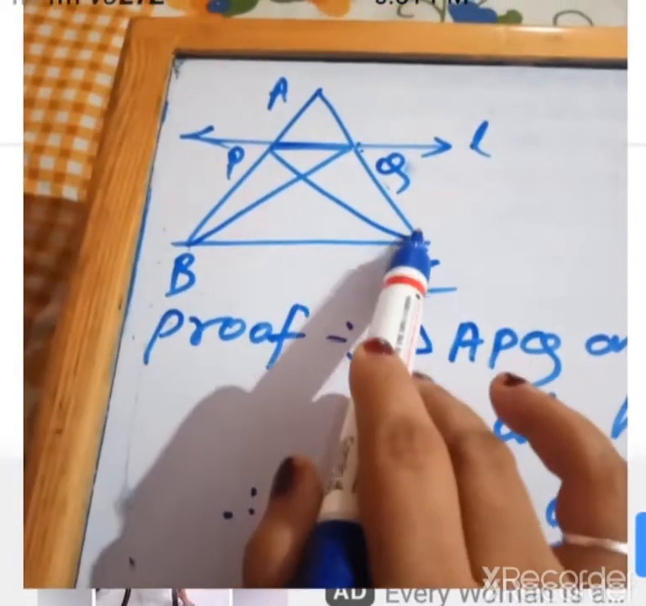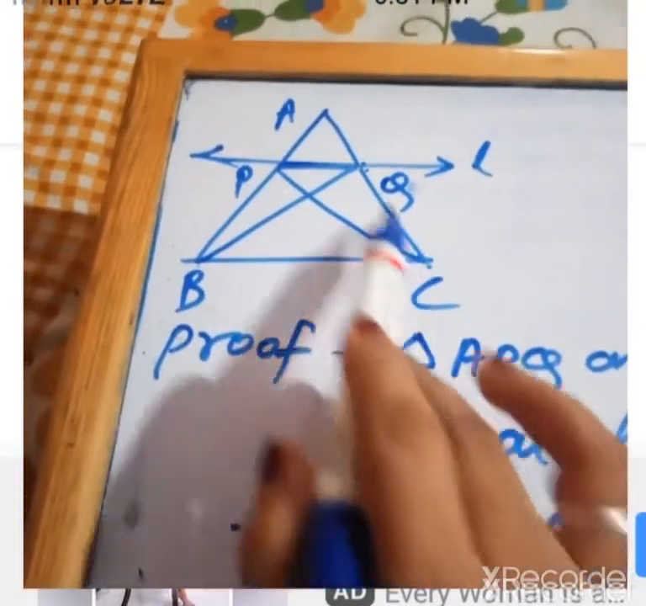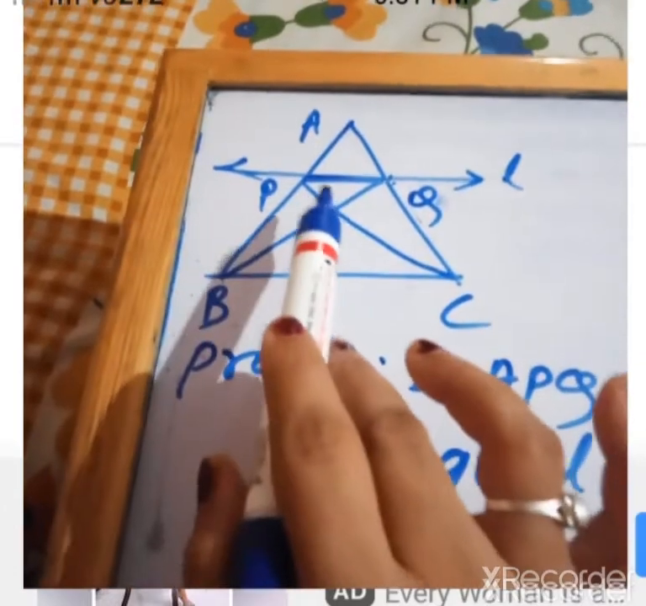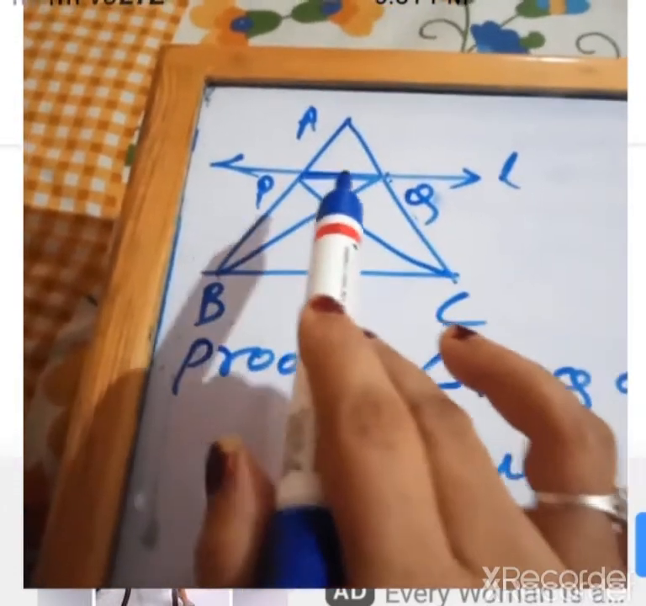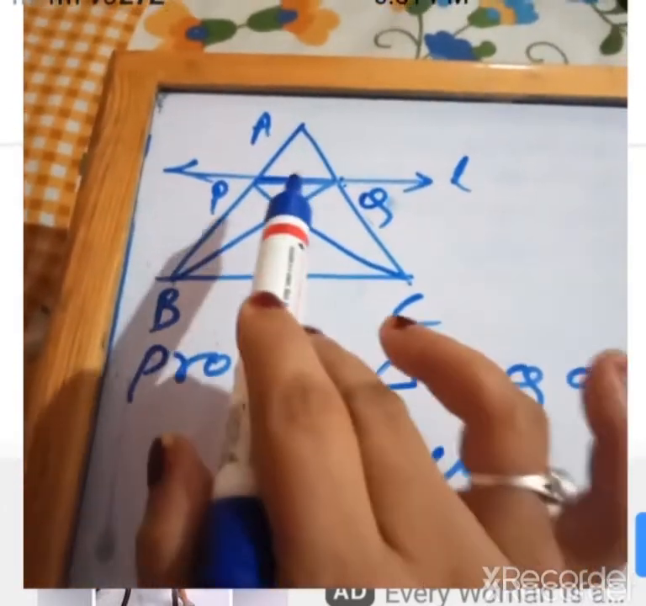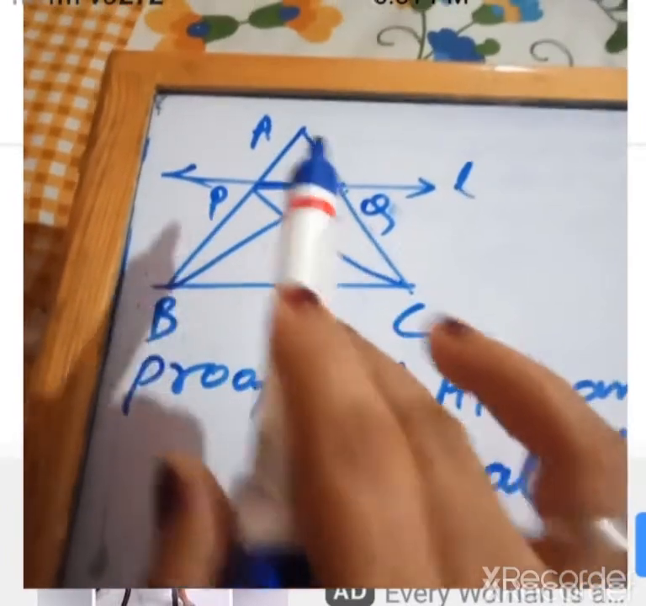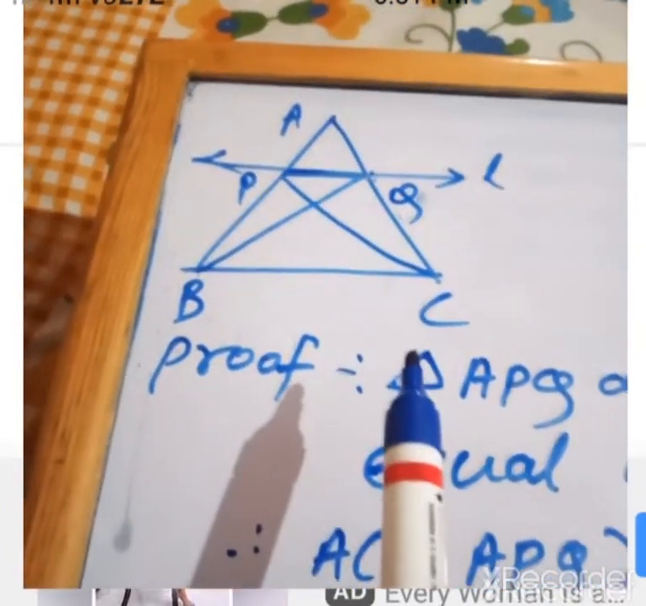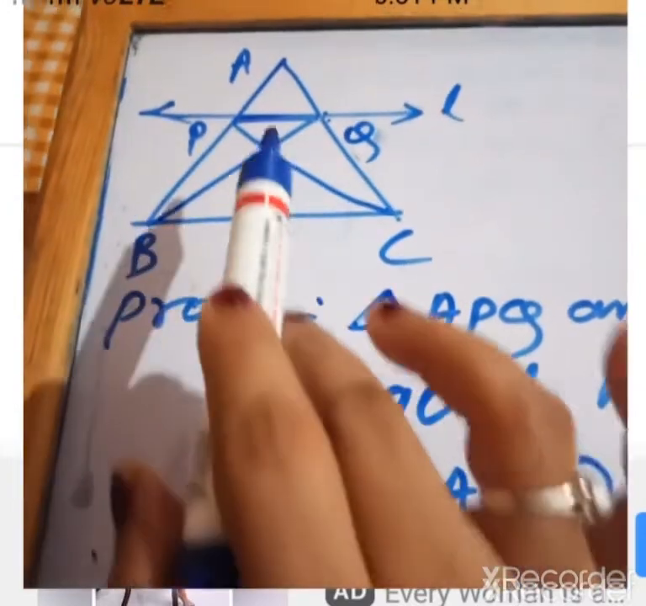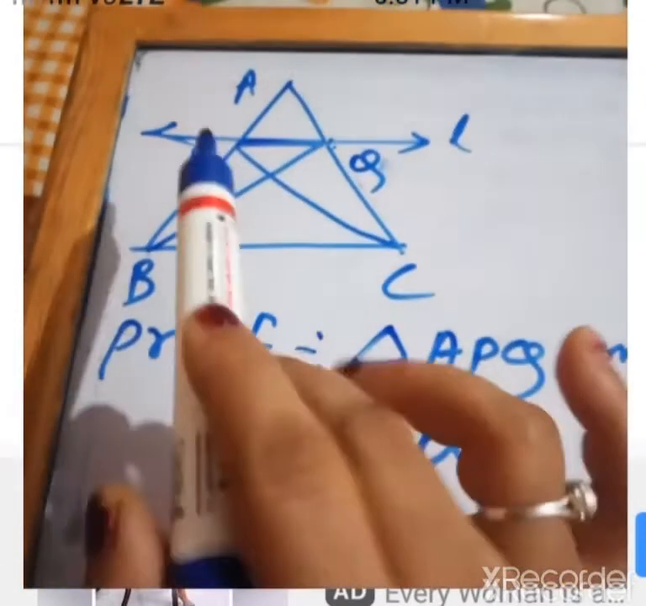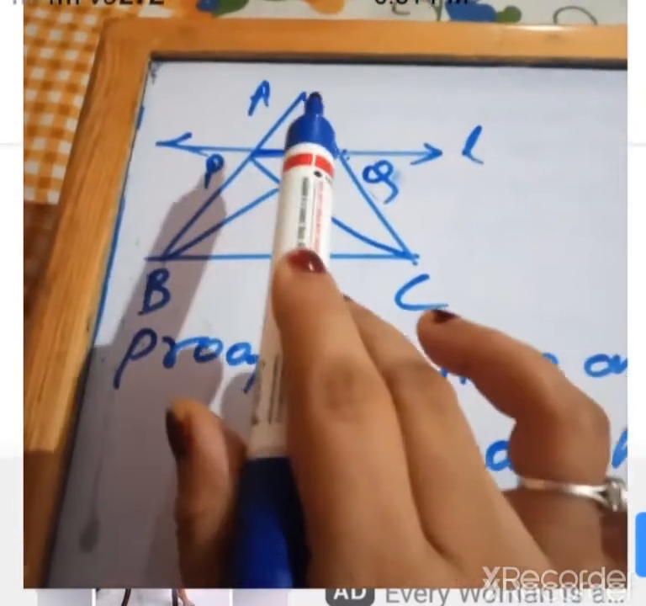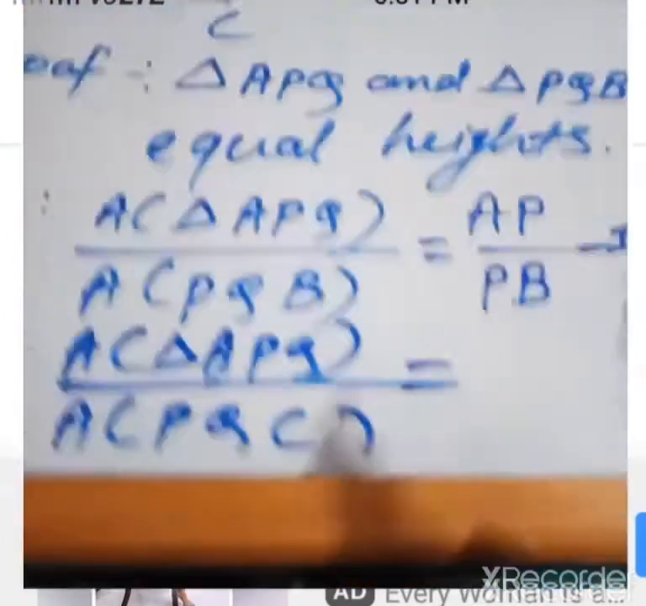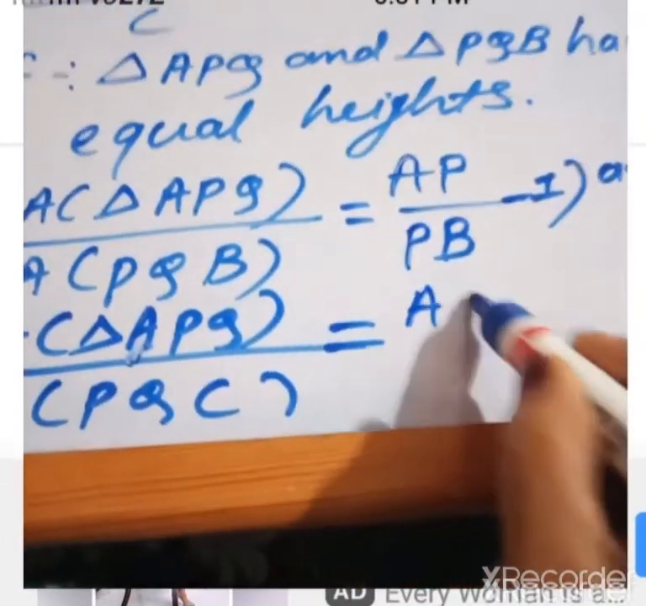Triangle PQC. The PQ side is common to both triangles, so we take PQ as the height of both triangles. Their bases are different, so take the ratio of their bases. In triangle APQ, take the base AQ.